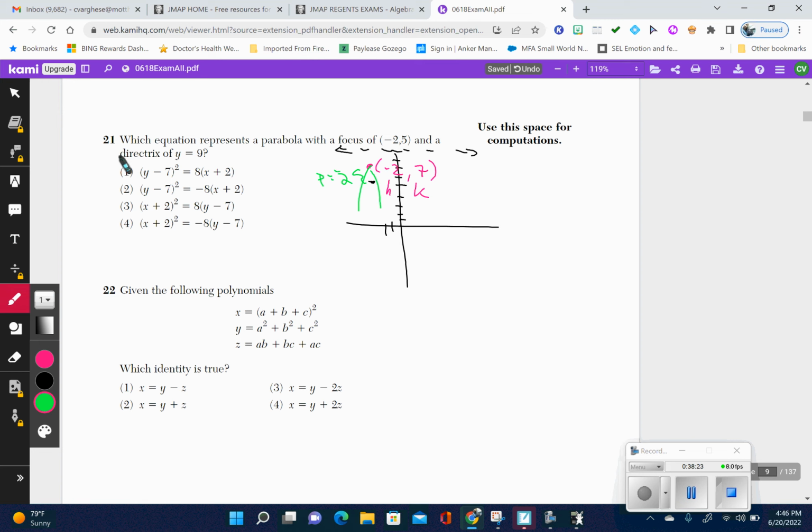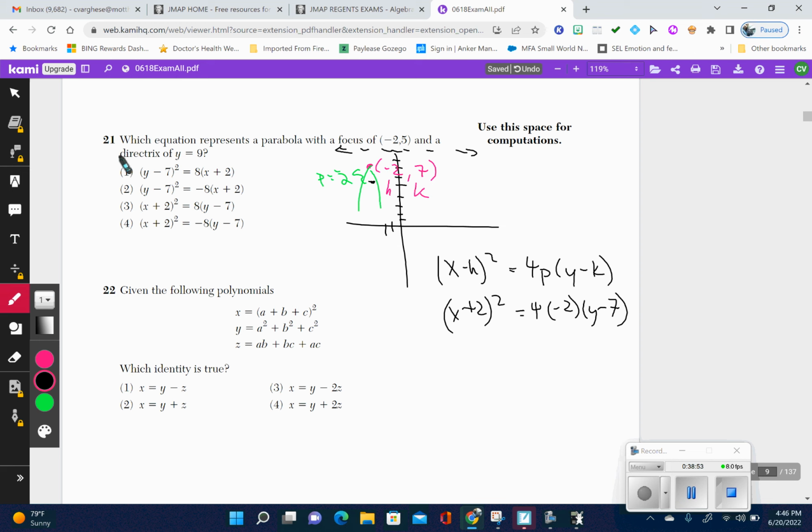So my formula is (x - h) squared is equal to 4p(y - k). You do need to memorize that, so don't assume that that's going to be given. The opposite of h, which is -2, is +2. Squared is equal to 4, p is -2, so I plug that in, and y minus k, so it's going to be -7. And I have to find the one that matches with this.